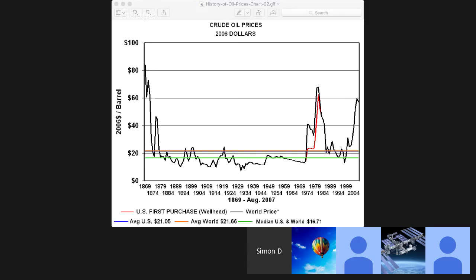Well, the bottom, those are years. No, I'm saying like the red stands for U.S. first purchase. Yeah, don't worry about that. Just look at the black line, and that's the price of oil. Don't worry about the other lines. Okay, 2000. Okay, so it's fluctuating, but recently it's going up again.